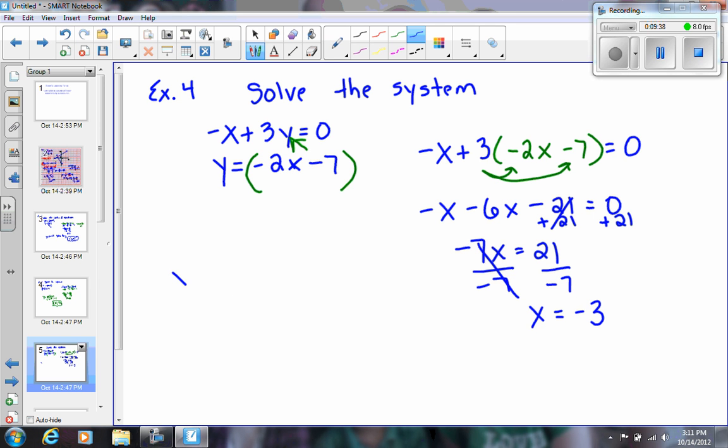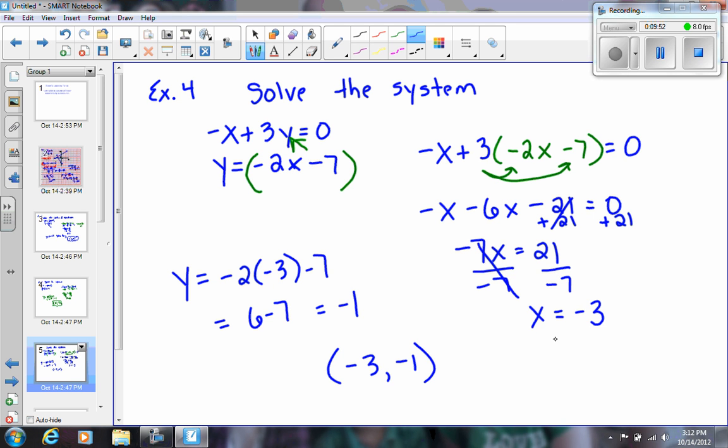So I'm going to substitute it into the equation that's already solved for y. And I get 6 minus 7 is negative 1. So my solution is negative 3, negative 1. Again, that means if I graph these two lines, they're going to cross at the point negative 3, negative 1. If I substitute these values in for x and y, it makes both equations true.